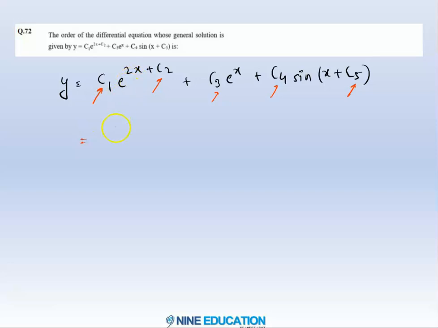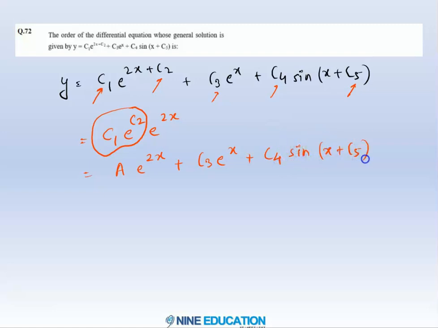But we can do the separation here. We can write this as c1 e power c2, and then e power 2x separately. Now these are not two different constants. We can combine them and say it is some constant a. So it is basically a e to the power 2x. Whatever else is there, we cannot remove. We cannot erase c3 simply. Every other constant is basically independent, and we cannot remove any other arbitrary constant from here. So if we count now, we have 1, 2, 3 and 4 arbitrary constants which are independent, and therefore the order of the differential equation will be 4.